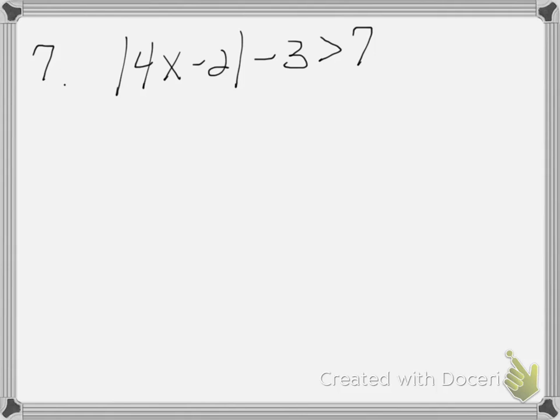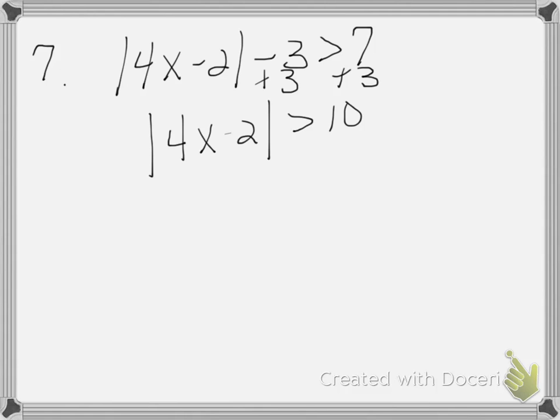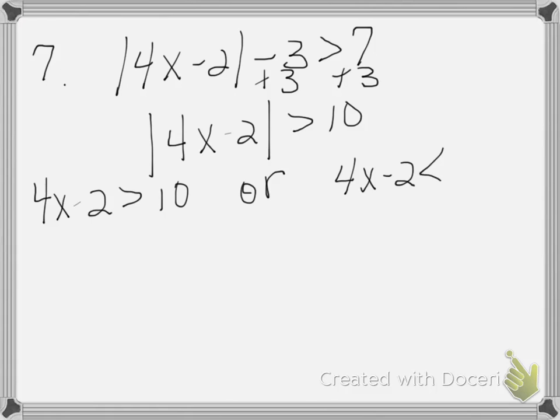Number 7, it's an absolute value of 4x minus 2 minus 3 is greater than 7. Now remember, we have to get the absolute value by itself, so we're going to add 3 to both sides. Keep it in absolute value. That's absolute value of 4x minus 2 is greater than 10. Now we take it out of the absolute value. 4x minus 2 is greater than 10. Use the word or, because greater is or. 4x minus 2 is less than negative 10.